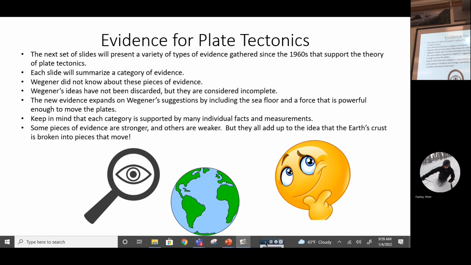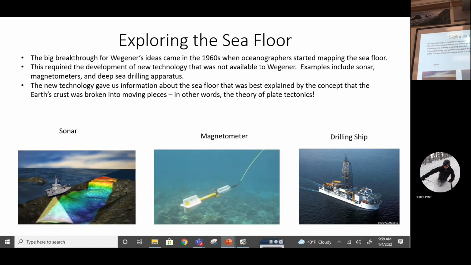Okay? Are we ready? So what is this new evidence? Where does it come from? Well, we have 3 main categories of new evidence. First, we have sonar. Second, we have something called a magnetometer. And third, we have these deep sea drilling rigs where we can drill into the sea floor.